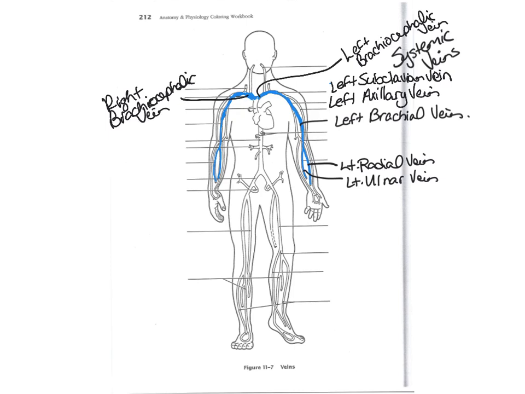And you know what, let's just go ahead and label everything else. So that's the brachiocephalic right there. That's the right subclavian vein that comes right after the brachiocephalic vein. Then we have the axillary, so the right axillary vein.